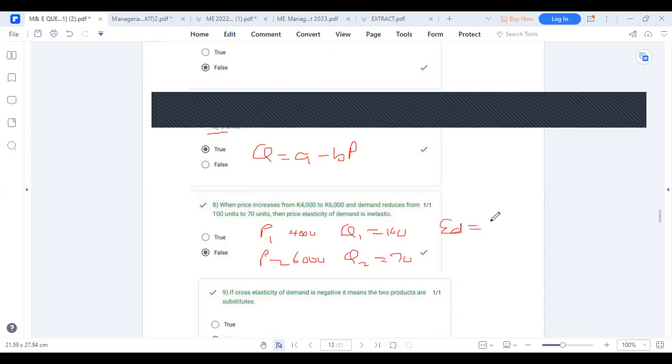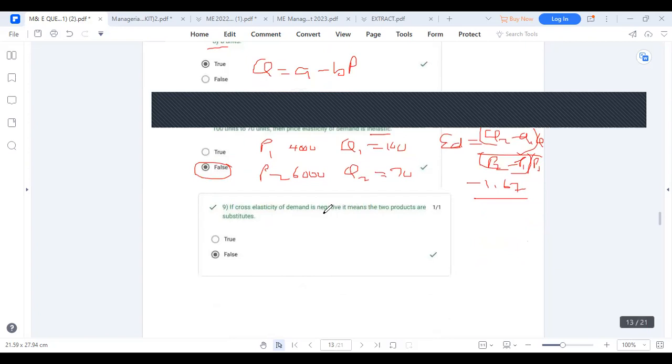What's the formula for elasticity? Q2 minus Q1 over Q1, divided by P2 minus P1 over P1. The answer that you get is negative 1.67. What do we comment here? Is it elastic or inelastic? This is elastic. So it's supposed to be elastic, not inelastic. So this is false.